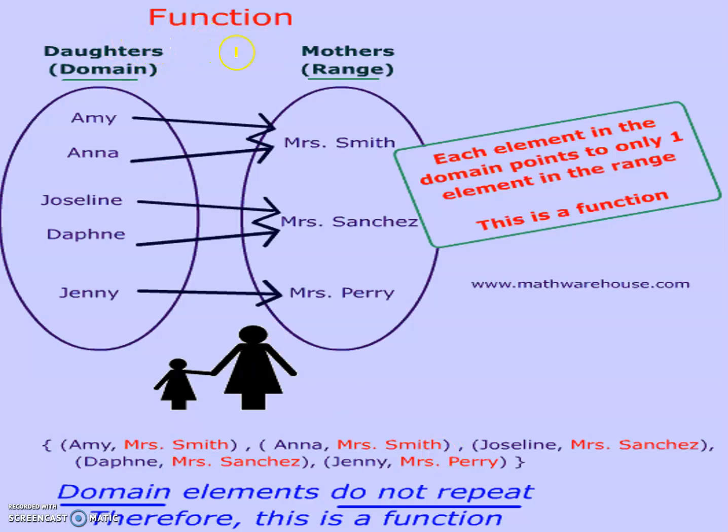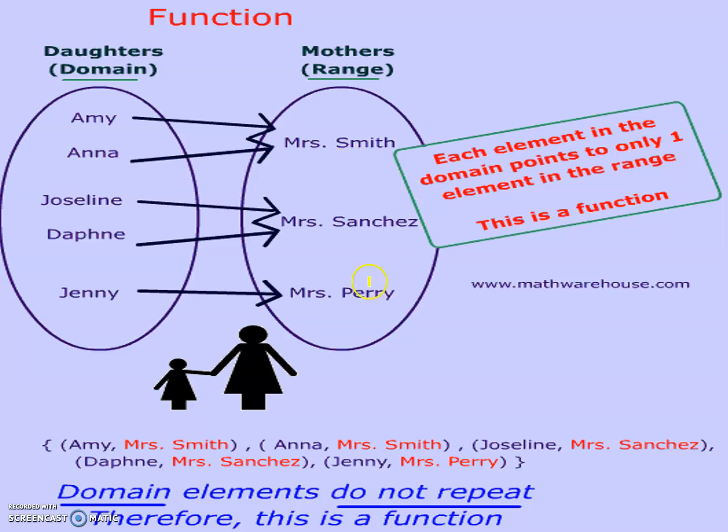Let's understand better by an example. Function means what? Daughters are the domain: Amy, Anna, Jocelyn, Daphne and Jenny. Mothers are Mrs. Smith, Mrs. Sanchez and Mrs. Perry. Amy and Anna are the daughters of Mrs. Smith. Jocelyn and Daphne are the daughters of Mrs. Sanchez. And Jenny is the daughter of Mrs. Perry. That means domain values are always input and range values are output.